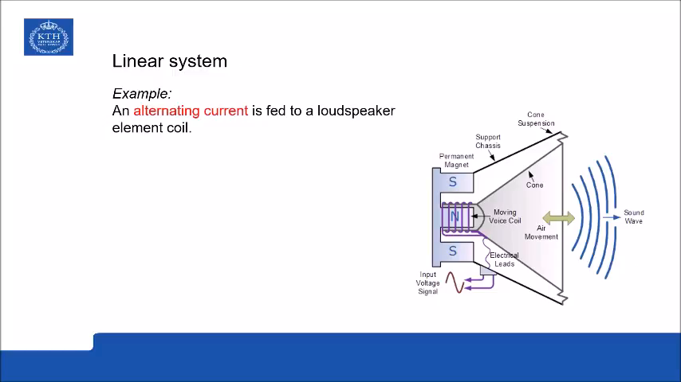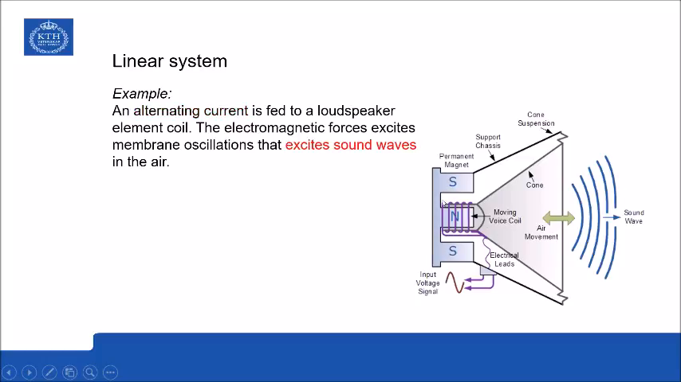We will illustrate the linear system concept with an example where we have this loudspeaker element, and suppose now we feed the loudspeaker element coil with an alternating current. Then, of course, the electromagnetic forces caused by the alternating current in the coil force the membrane of the element to move back and forth. And that membrane motion will of course excite sound waves that propagate in the surrounding air.